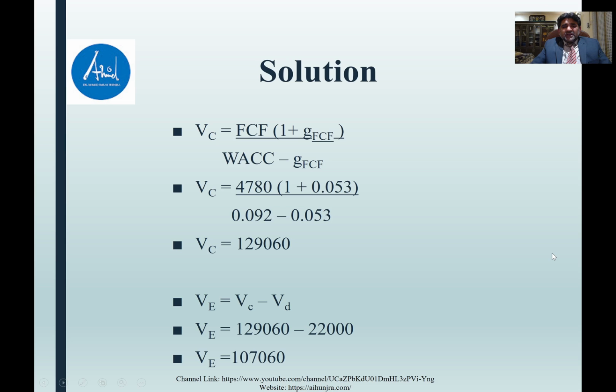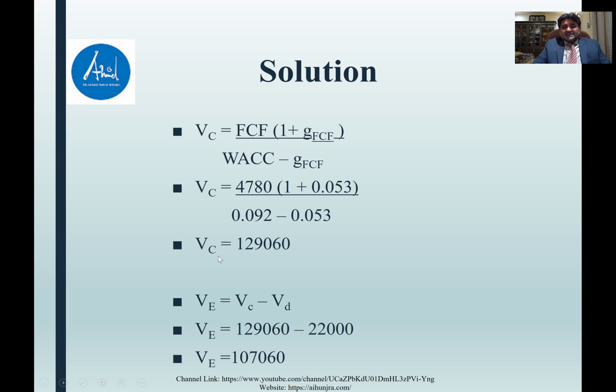So we can calculate from this formula: the free cash flow of the latest year is 4780 into 1 plus the growth rate of free cash flow, which is given. We have calculated the weighted average cost of capital, WACC, as 9.2%, minus the growth rate. After simplifying, the value of the company is $1,29,060, whatever the unit is. As we know, we have calculated the value of the company.